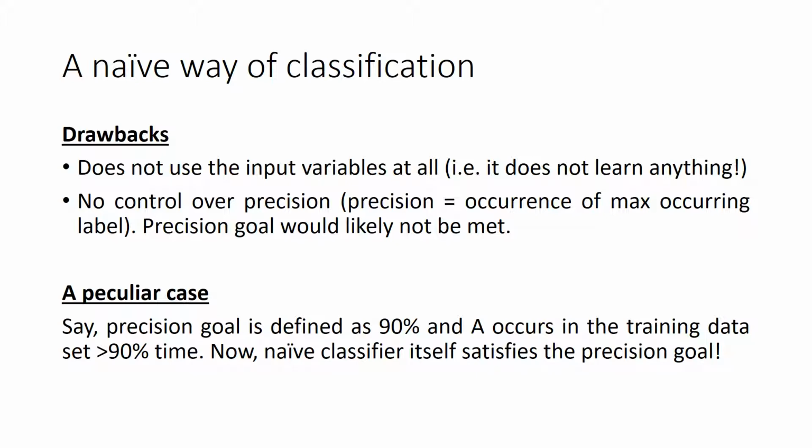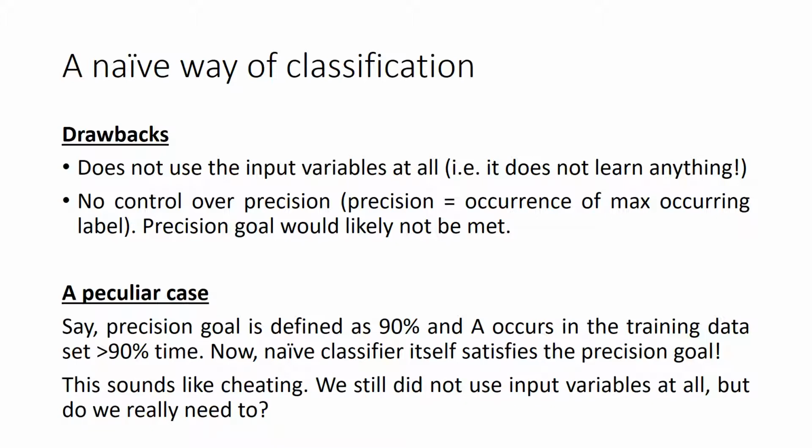Say my supervisor has defined the precision goal for a particular problem as 90%, and the label A occurs in training data more than 90% of the times. Now, with whatever we just discussed above, the precision is basically the occurrence of the max occurring label. What is obviously the case is that the naive classifier itself satisfies the precision goal. Now, it may look like cheating. It may look like we didn't do much.